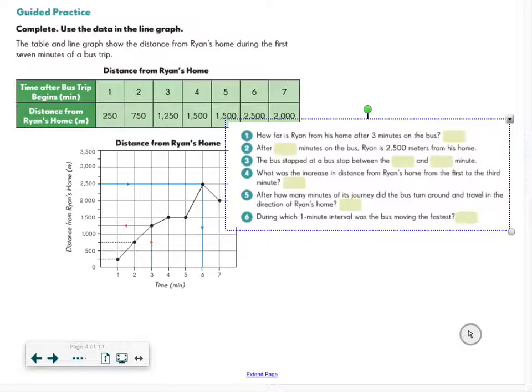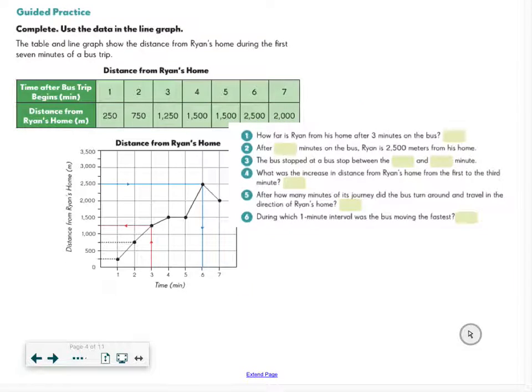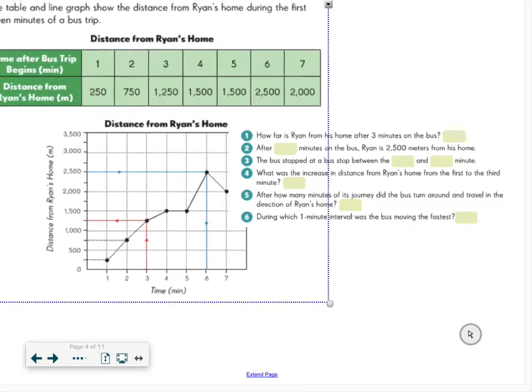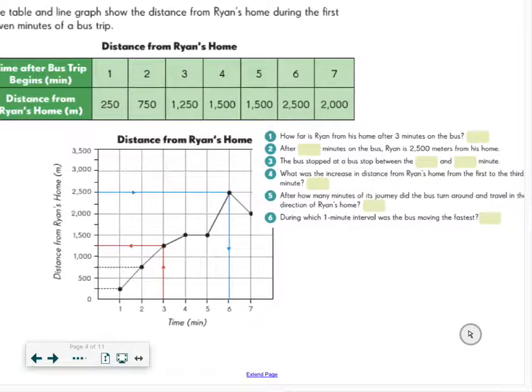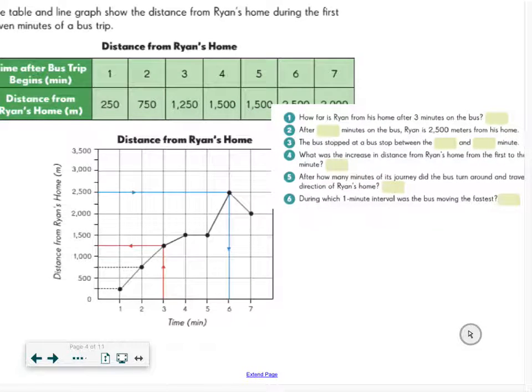So question 1, if you want to pause and answer these questions and then press play to check your work, I suggest doing that. Number 1 is, how far is Ryan from his house after 3 minutes? I want to make this bigger so we can actually see it. After 3 minutes, I find my time, 3 minutes, and I go up and I go over. It's between 1,000 and 1,500, so that would be 1,250, okay? After blank minutes on the bus, Ryan is 2,500 meters. Well, this time I have to go up the side, 2,500, and that is after 6 minutes on the bus.